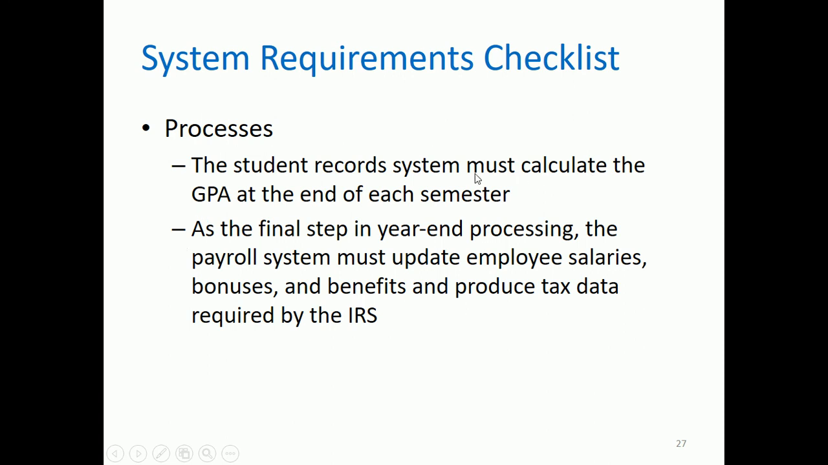What if you ask, Ma'am, what if it is included in the statement? The record system must calculate the GPA at the end of each semester and generate a report for the teacher. For the system requirements checklist, you need to separate if it is an output or a process. So if this is combined, you have to separate it. For this to be an output, the answer is: the student record system must generate reports about the students' calculated GPA at the end of each semester.